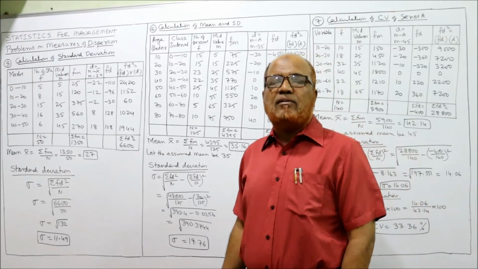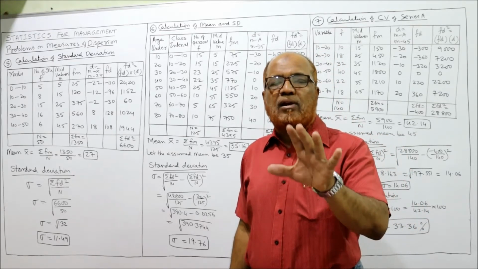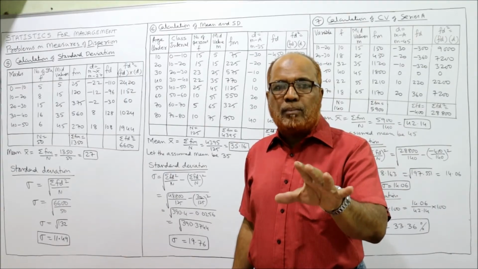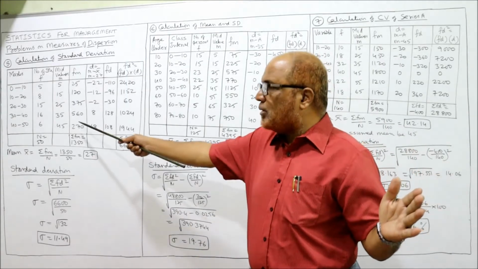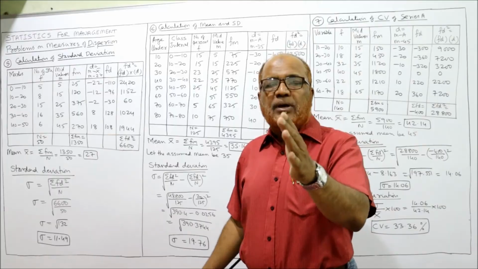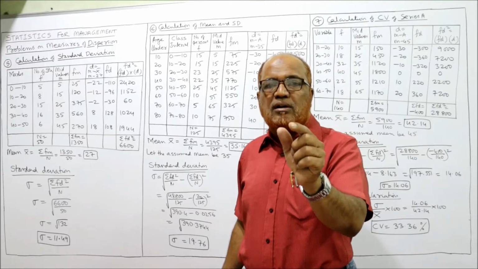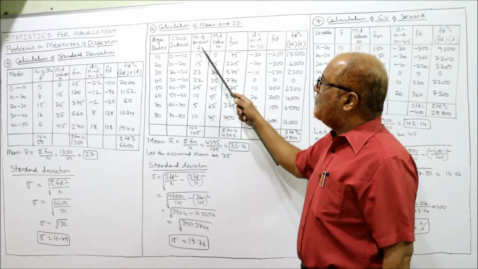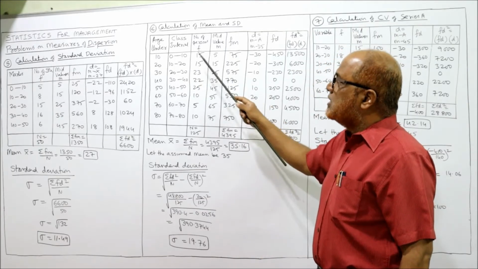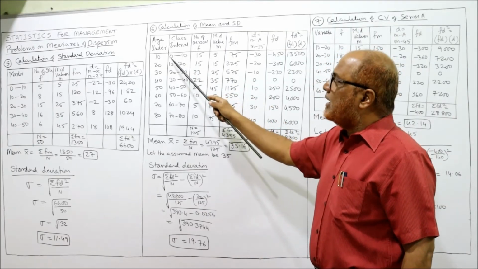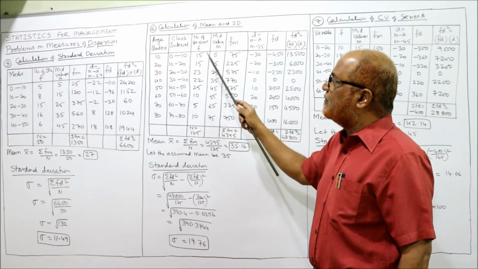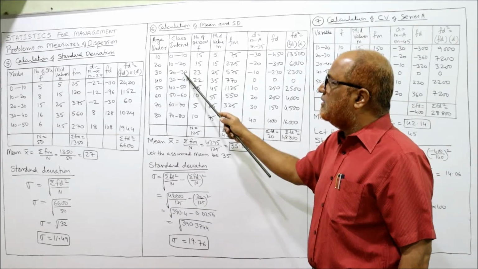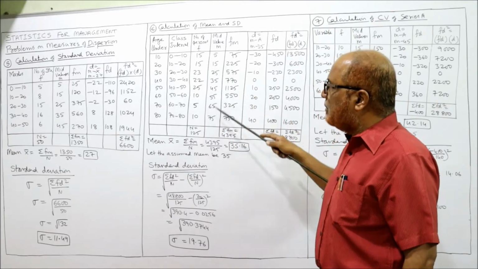I told you standard deviation directly we cannot calculate. We have to calculate first the arithmetic mean. If the mean is in a whole number, take the deviations from actual mean. If the mean is in fraction, take the deviations from assumed mean. Now we have to see. So we got frequency, mid values. 0 to 10, so mid value is 0 plus 10 divided by 2, 5. 10 plus 20 divided by 2, 15. 20 plus 30 divided by 2, 25. So we got all the mid values.